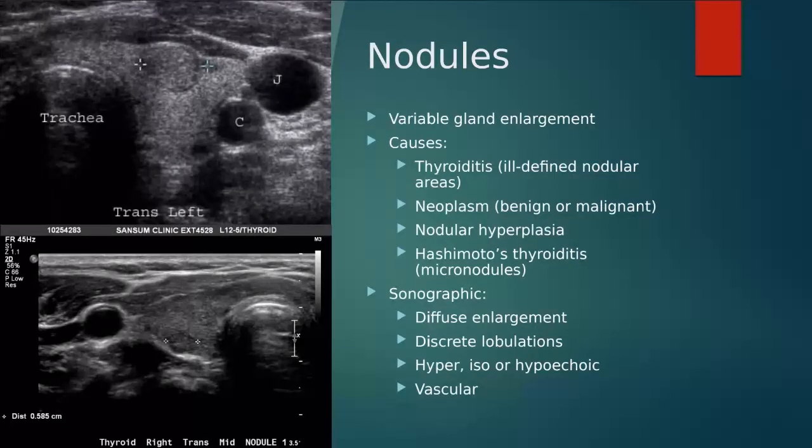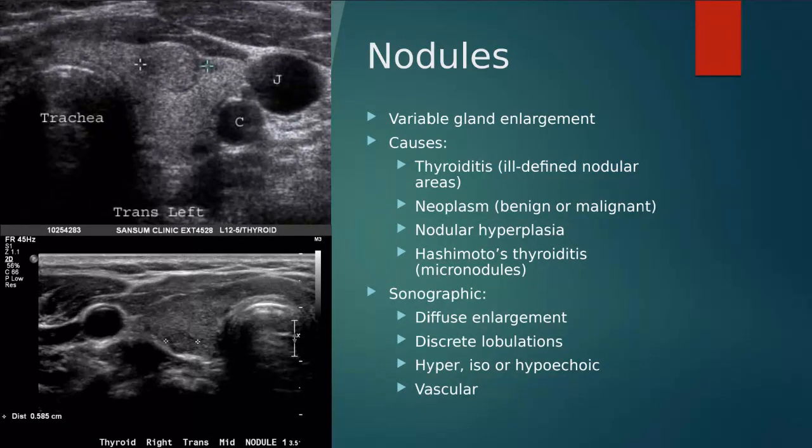Next, we have nodules. So similar to the multinodular goiter, we can have one nodule, two nodules. We can't have nodules without it being any type of thyroiditis. So when we have this variable gland enlargement in a specific kind of focal region, that's when we get a nodule. Now, causes of nodules, thyroiditis can cause them.